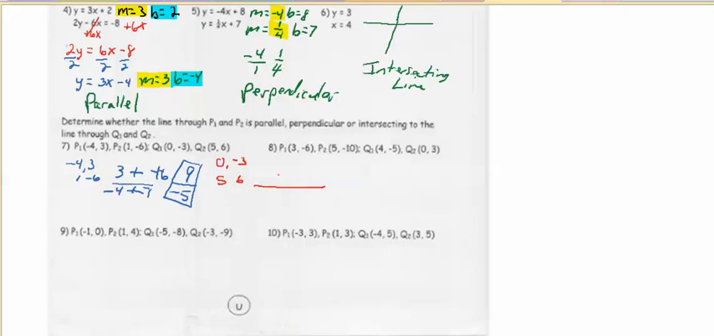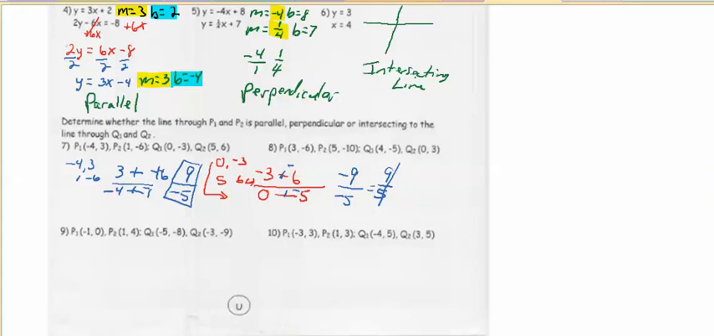We're going to stack them. So I have negative 3 and 6 and 0 and 5. Remember, the y's go on top and the x's go on the bottom. So we're going to keep, change, change, and I get a negative 9. And I'm going to keep, change, change, and I get a negative 5. Two negatives make a positive, 9 over 5.